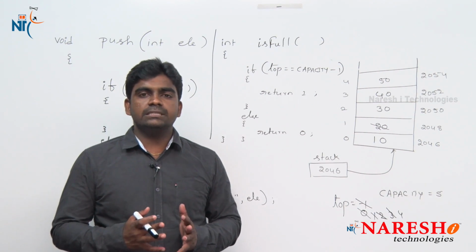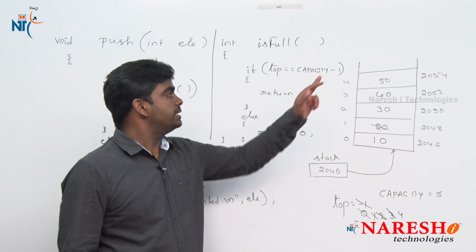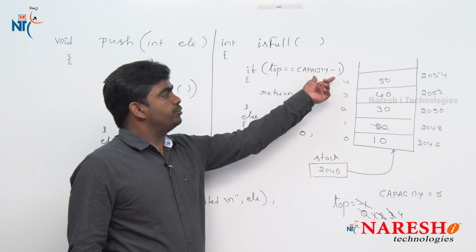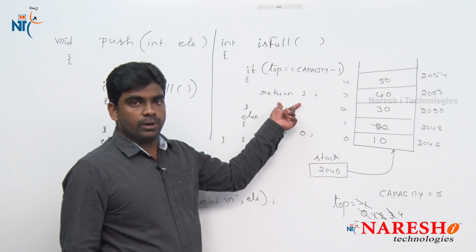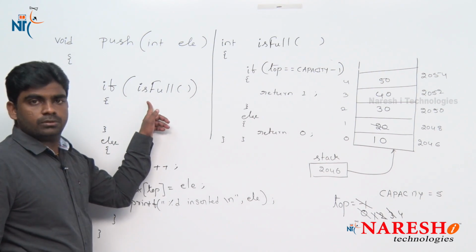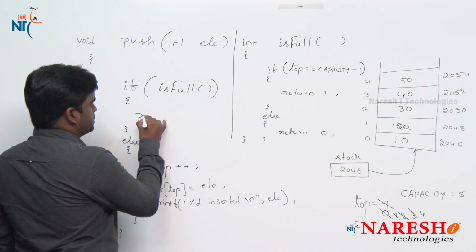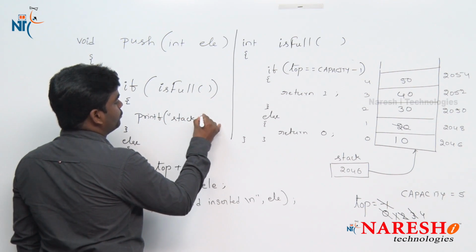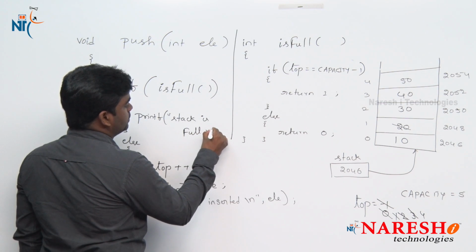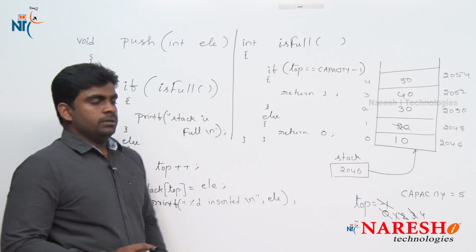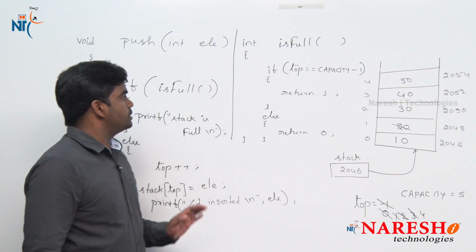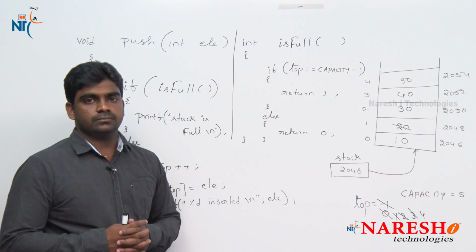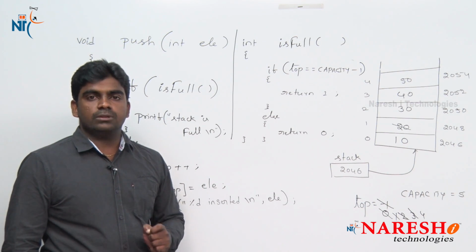Whenever the top value reaches 4, the stack is automatically full. Yes, now top is 4, 4 equals 4, the condition is true, so it will return 1. So by this time it is returning full. Then we print the message with printf, passing the message "stack is full". Okay, so this is the logic of how to insert an element into the stack.